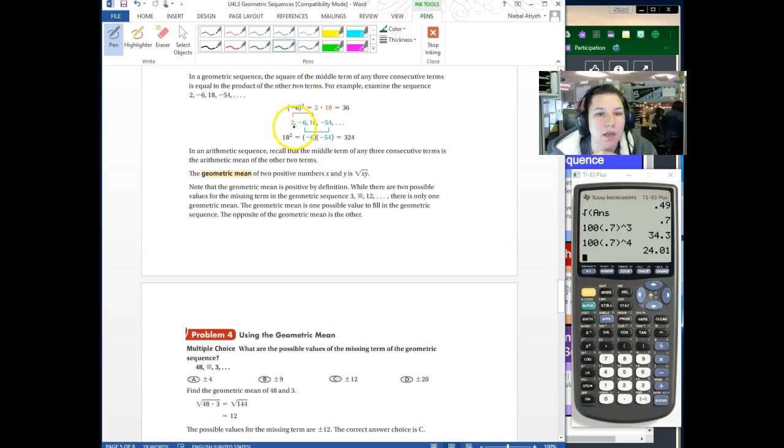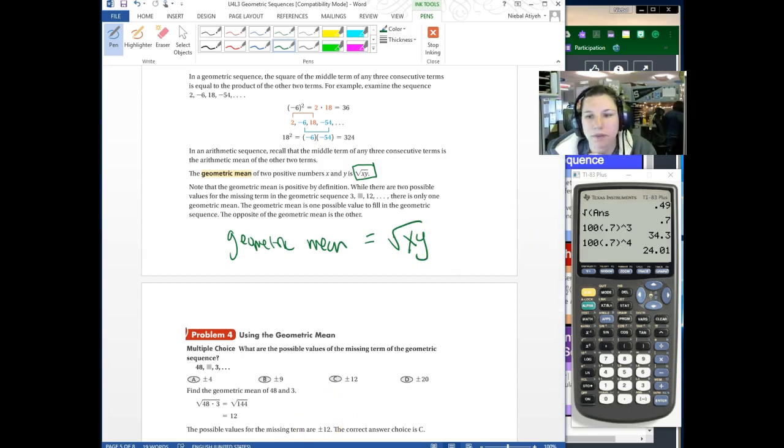All right, now the geometric mean is when you're looking for a missing number. The square of the middle term of any 3 consecutive numbers is equal to the product of the other 2 terms. So they give you the formula here, the geometric mean of 2 positive numbers. So if you want to find the geometric mean, it's going to be equal to the square root of x times y.